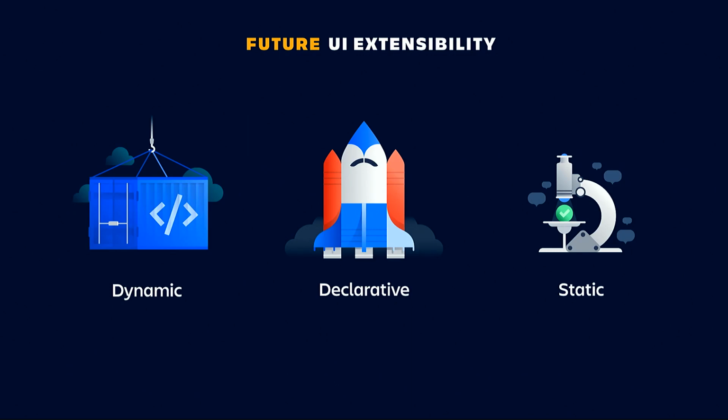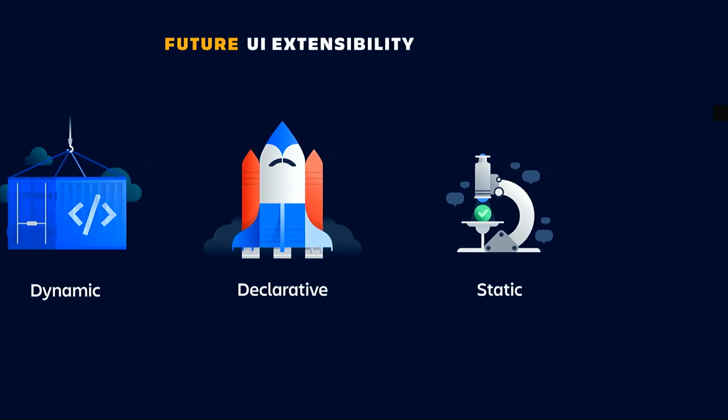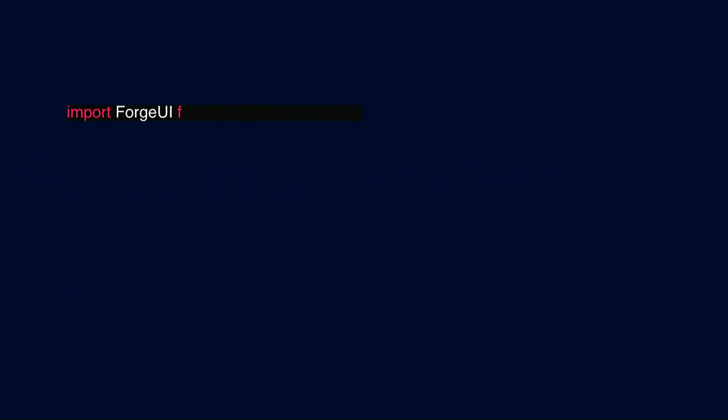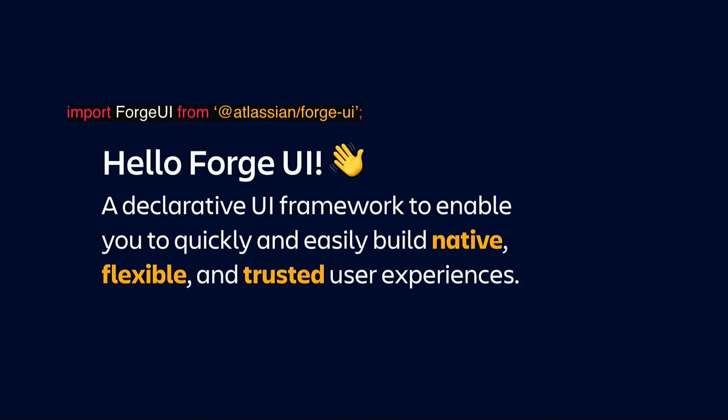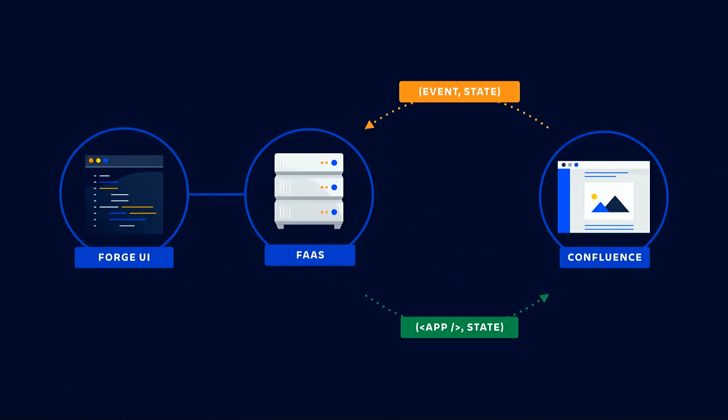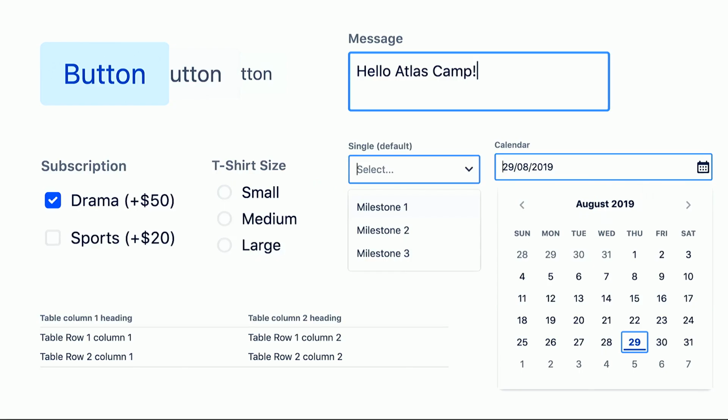And so that's the reason why we're introducing flexible, powerful declarative modules to our UI extensibility story today. It's called Forge UI, and it's a declarative UI framework that enables you to quickly and easily build those native, flexible, and trusted user experiences that your customers have been asking for. Now, you write Forge UI directly in your FAS environment, which handles the heavy lifting and delivers a really thin client library to the host, interacting with it for state management, among other things.